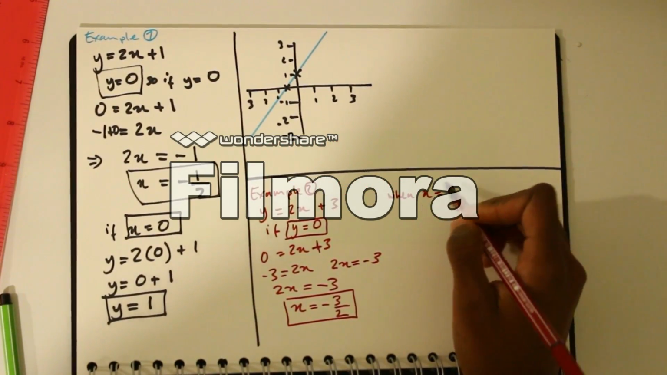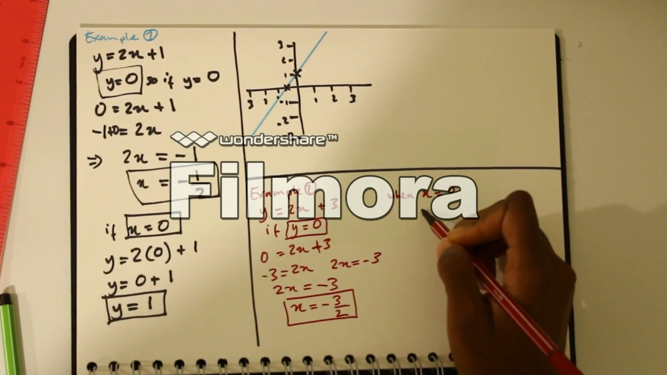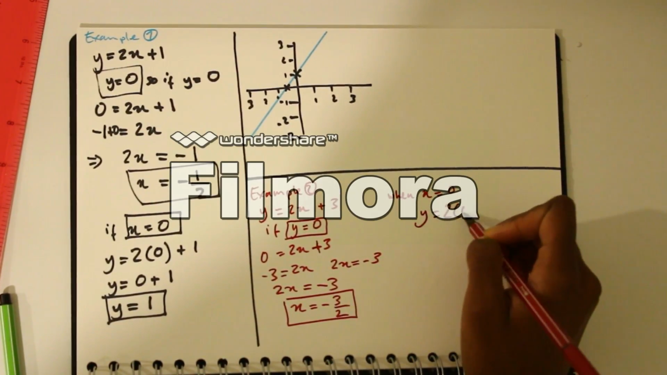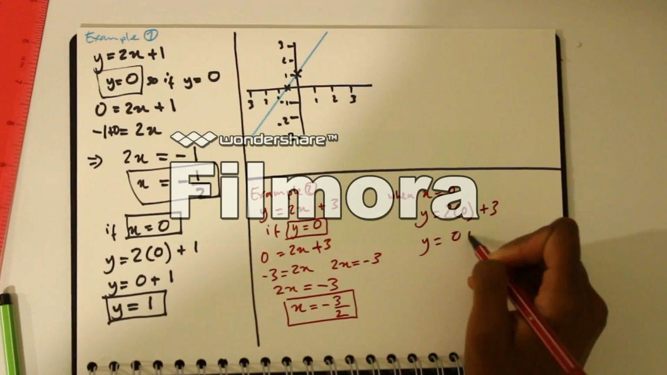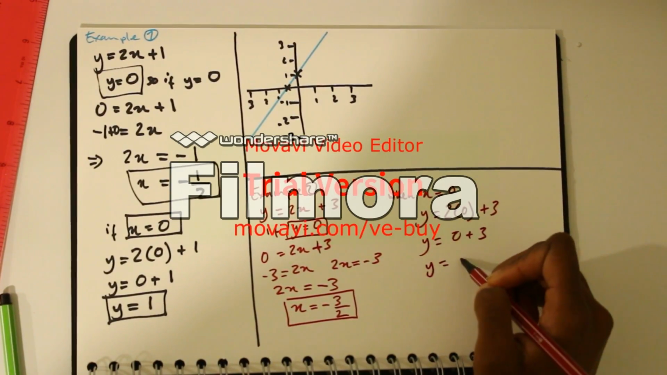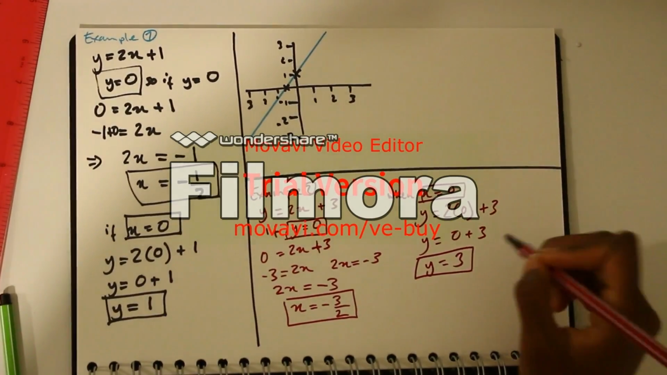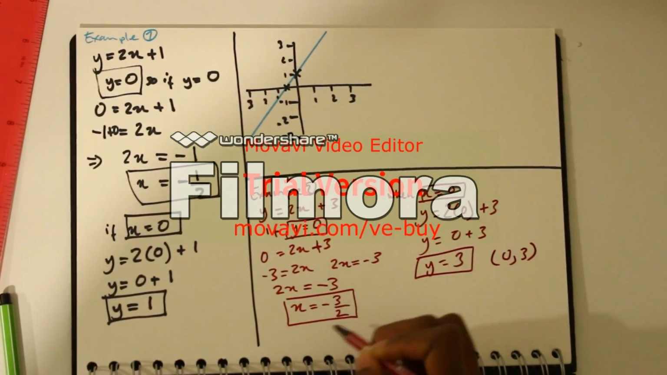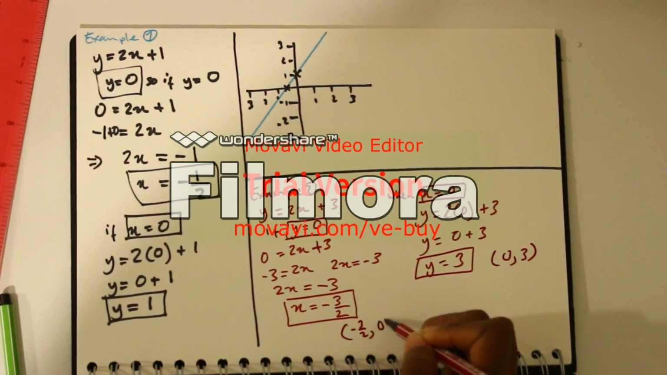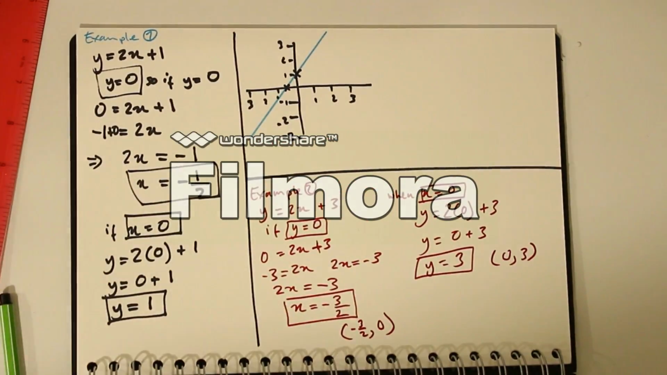Now to find the coordinates of the y-intercept, we will say when x equals 0, and then substitute that into the equation. So y equals 2 multiplied by 0 plus 3. So y equals 0 plus 3, therefore meaning y is 3. Now we found the coordinates of the y-intercept and the x-intercept. So we can now plot these on the graph.